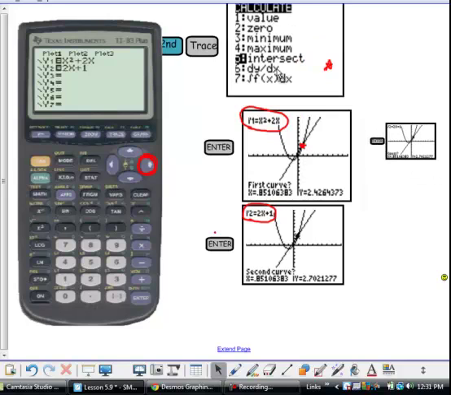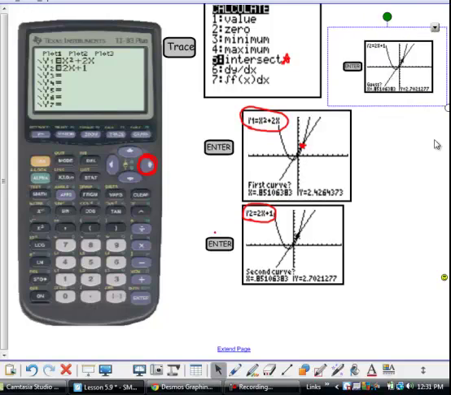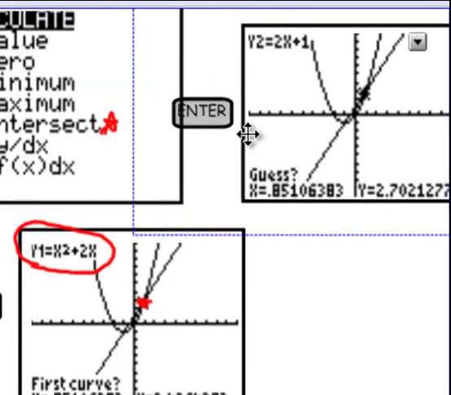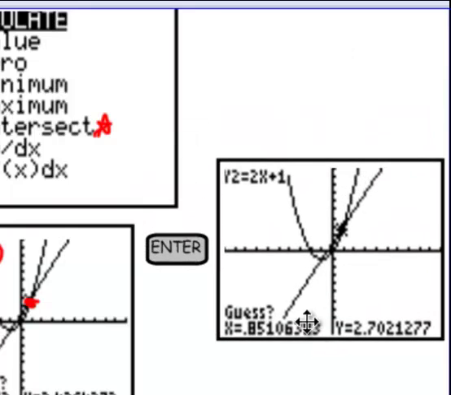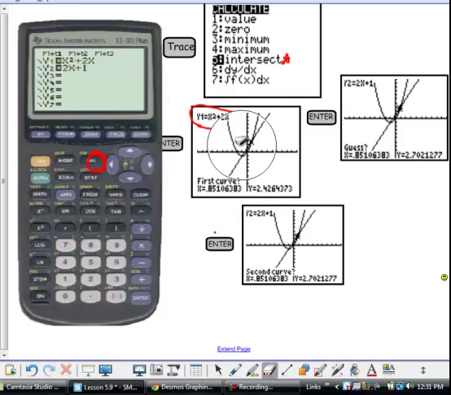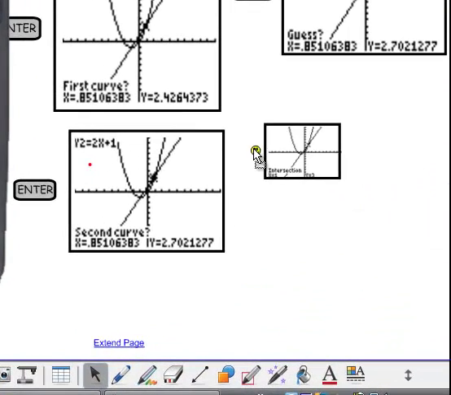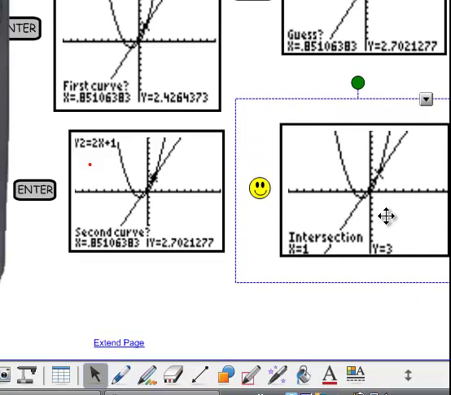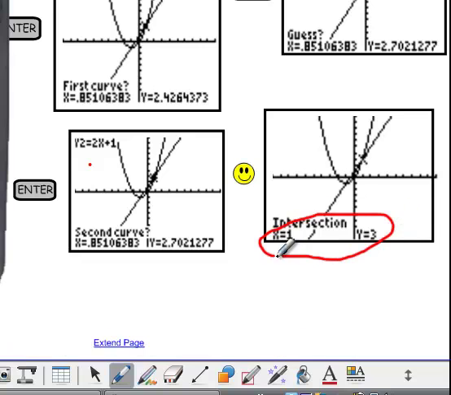The next window that comes up is going to say guess. It's asking you, would you like to guess at the final answer? No. I don't want to guess at the final answer. That's why I got this $100 calculator right here. Go on, tell me what the answer is. So all you have to do is press enter, and voila, up comes your answer. There's your answer right down there. 1, 3.